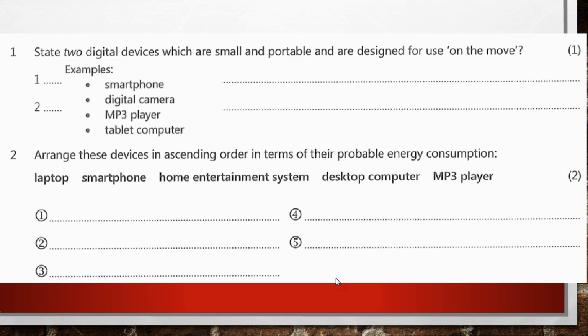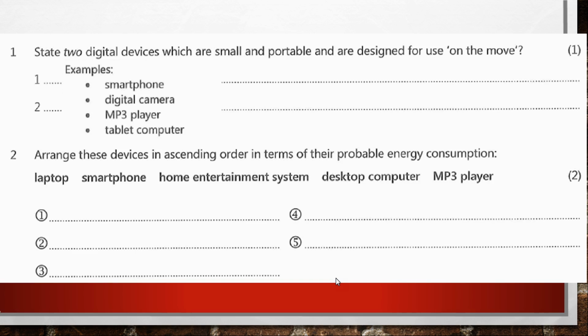Next one: arrange these devices in ascending order in terms of the probable energy consumption. So which ones would have the least amount of energy, and which ones would suck the most? If it was me, I would think about what's the most complex digital device that probably would have multiple power supplies or multiple elements to it. Then I would start at the other end and say, well, what was the least? What would something take? You could charge it and then leave it on for a couple of days, and it wouldn't need much. So 2 marks here.